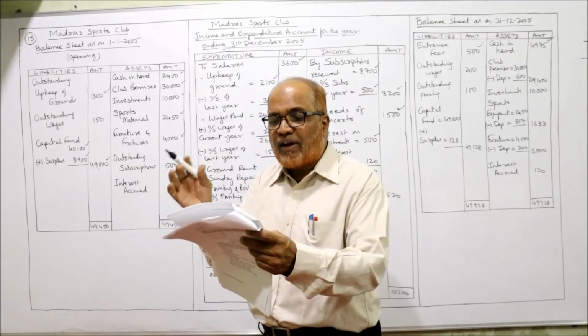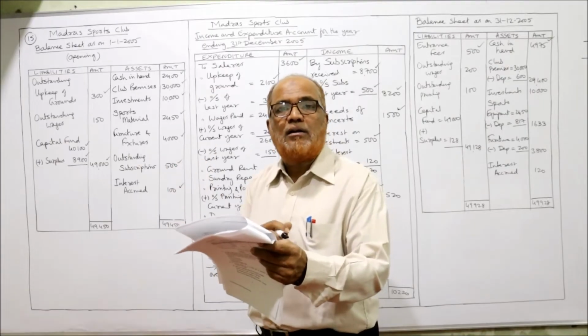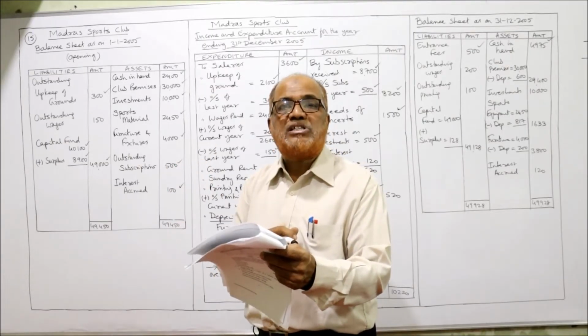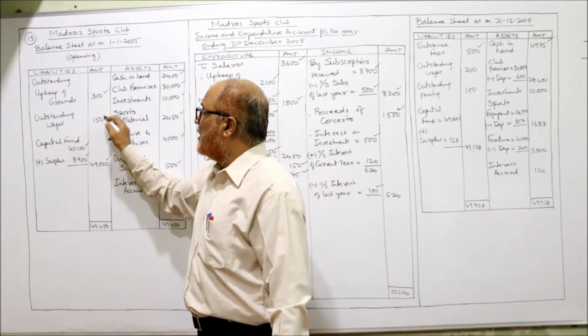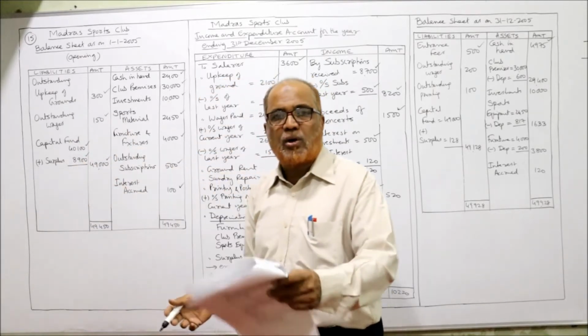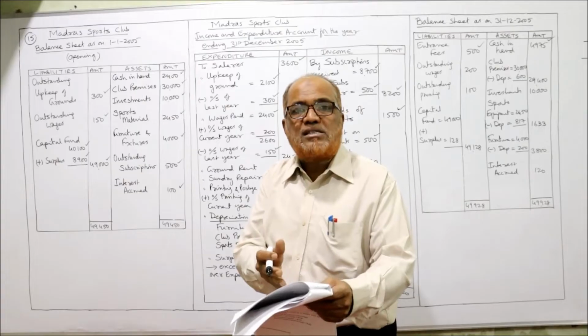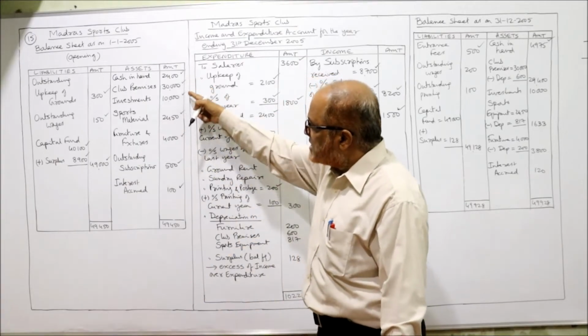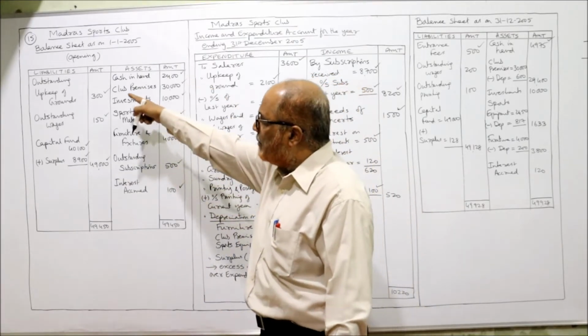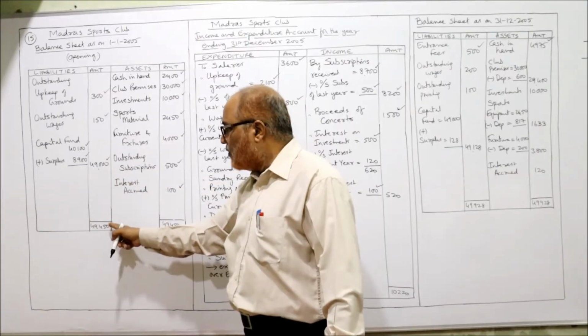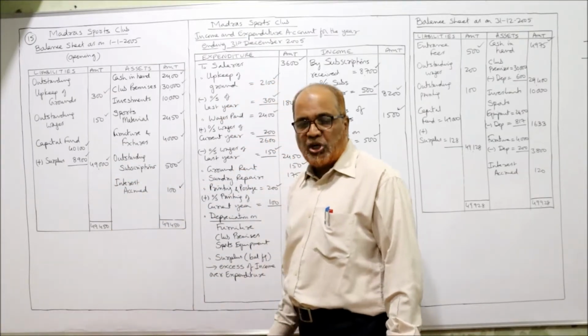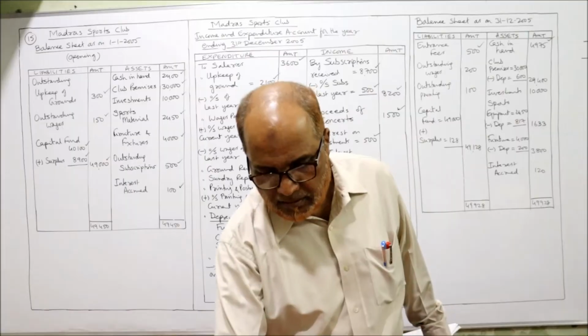This item includes 150 applicable to last year. So last year outstanding wages, wages outstanding last year 150. That's all. All the items of last year I have taken. See, all the asset side are ticked. All the liability sides are ticked. Now if you find the total, 49,450 tallied.